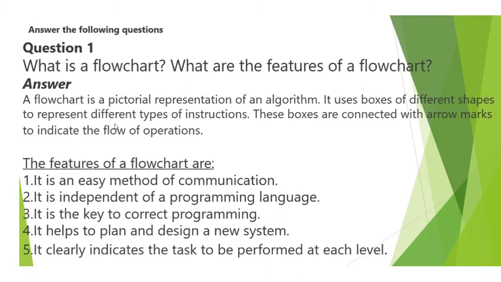A flow chart is a pictorial representation of an algorithm. It uses boxes of different shapes to represent different types of instructions. These boxes are connected with arrow marks to indicate the flow of operations.